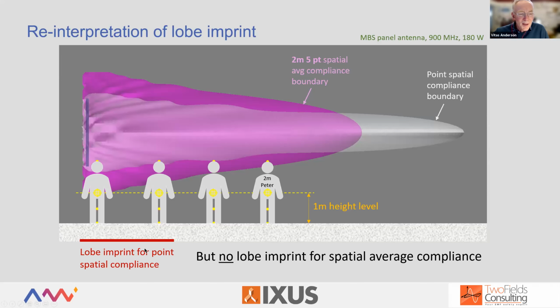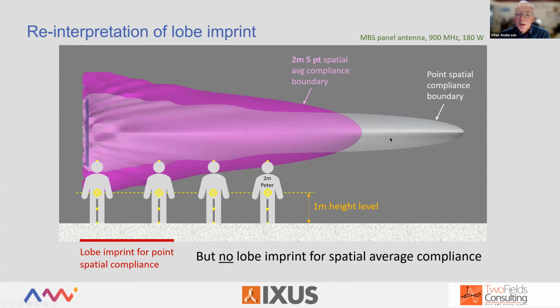So it basically draws red or yellow zones if somebody's standing on the surface, standing on the ground, where they can actually stand on the ground and where not. Again, I've drawn the two compliance boundaries, one with the 5-point spatial average and one with the point spatial. And you can see all of these guys, because the assessment point is at the center of the body, all of these guys are actually okay. So in this particular case for 5-point spatial averaging, there wouldn't be any lobe imprint.